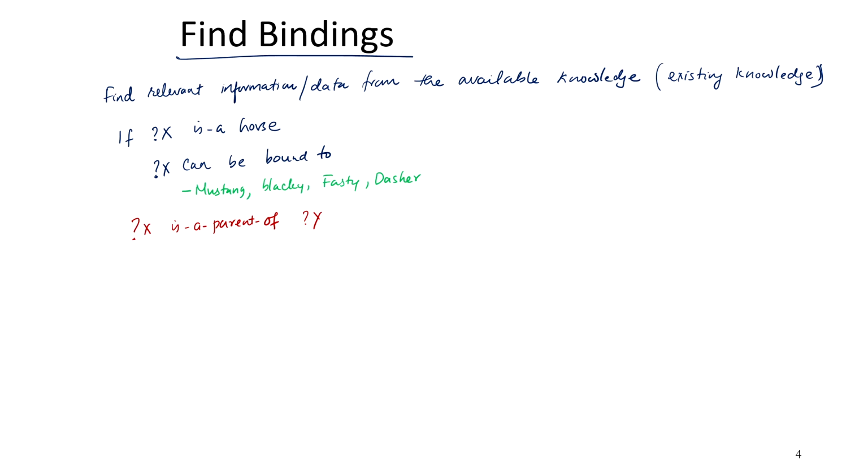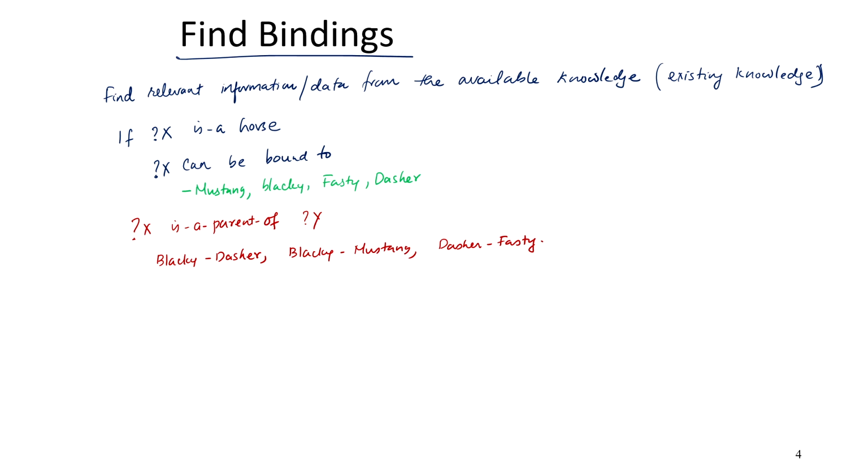So then for the parent of Y, we write it as Blackie, Dasher here, then Blackie, Mustang, and then Dasher, Fasty. Okay. So that is the second binding.